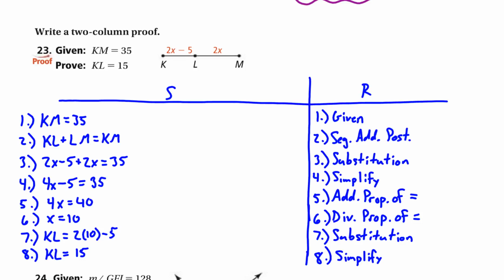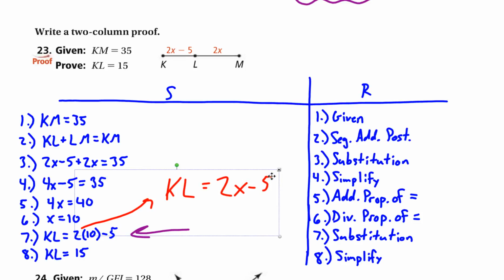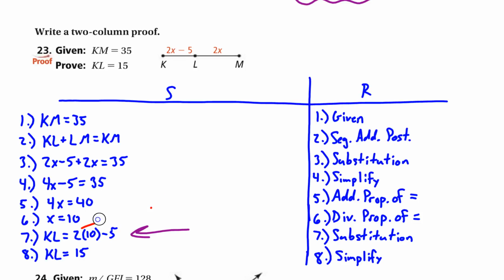Once I know that x equals 10, we have a tendency to stop here because we think, oh, we solved the problem, x equals 10. But the problem's not done yet. It asks us to prove that KL equals 15. We know that KL equals the 2x minus 5. That was given. If you want to list that as a separate step, you could list KL equals the 2x minus 5 and say that's given. However, you don't have to worry about doing that. As long as you say KL equals this thing and substitute that 10 in, I'm fine with you skipping that step. That's a little more tedious than I need you to be at this point.